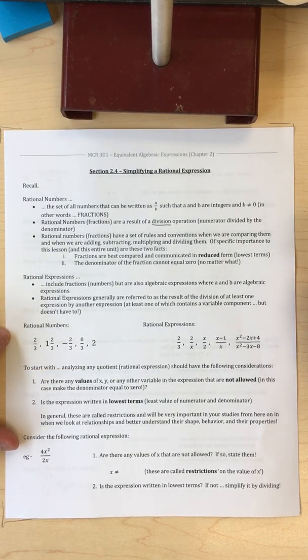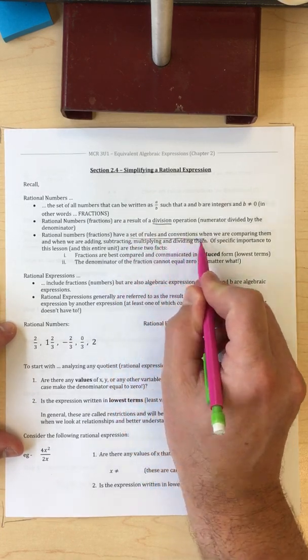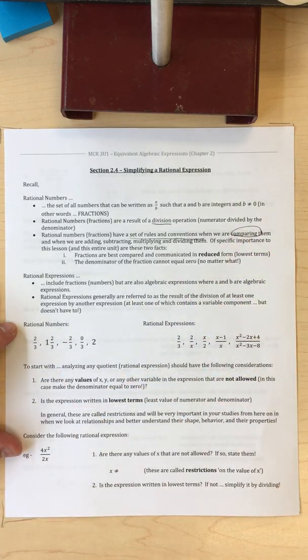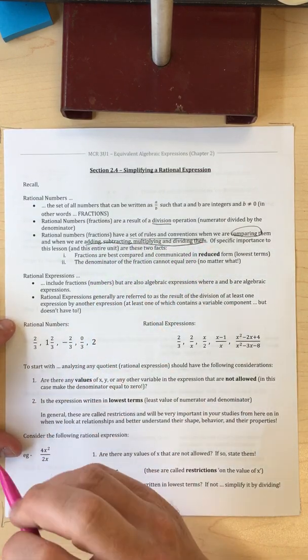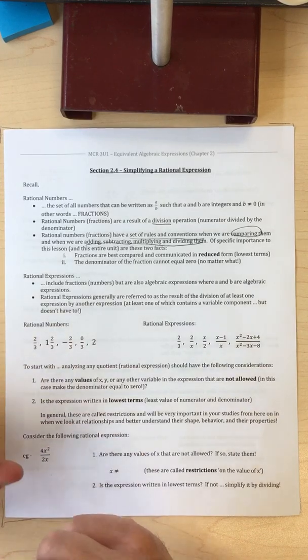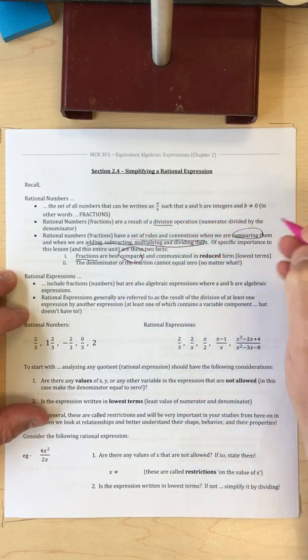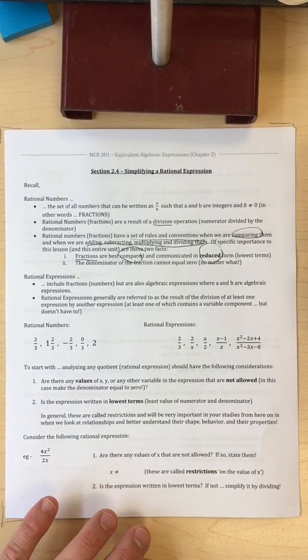There's a couple of considerations that are going to be really important about fractions or about rational numbers that we need to keep in mind. One of them is, and again, there's a whole set of rules and conventions, so we will be going over those, and we will be comparing them to our rational expressions. And we're going to be adding, subtracting, multiplying, and dividing rational expressions. But of specific importance in general, as well as important specifically to this lesson, our fractions are best compared in reduced or lowest terms forms. All of our answers should be in lowest terms. So that's one key feature we need to keep in mind.